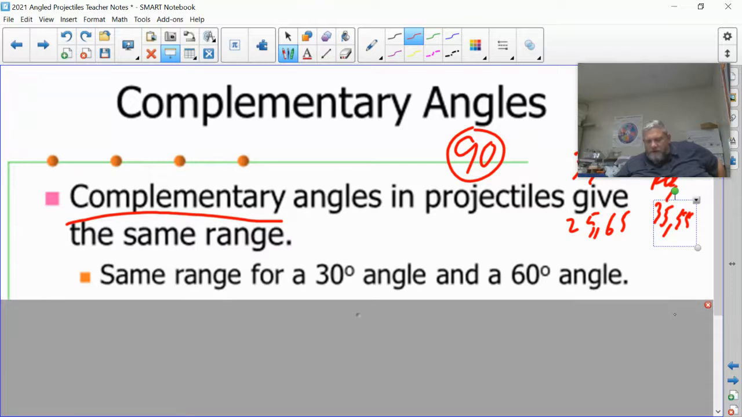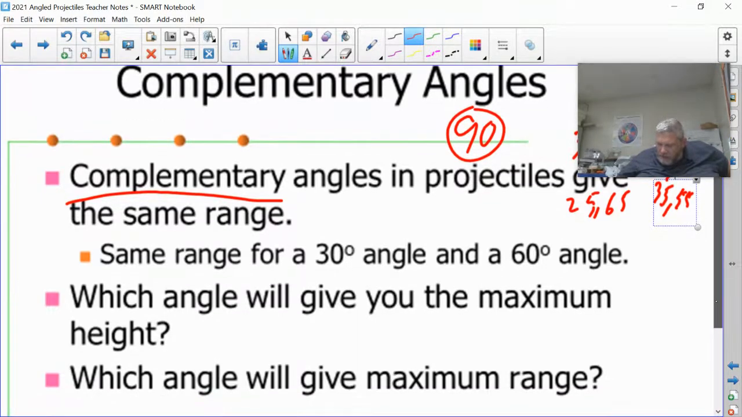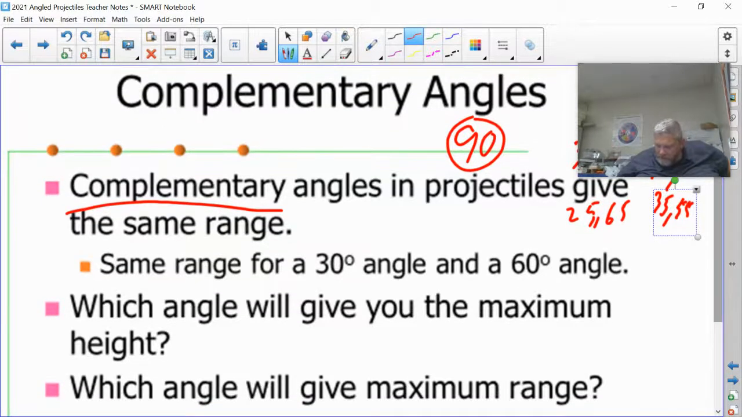So the same range for a 30-degree angle and a 60-degree angle. And the difference is, if I launch something at a 30-degree angle, it doesn't have as much height, so it doesn't go up as high, but it moves faster in the x direction. A 60-degree angle launches it higher into the air, so it spends more time in the air, but it moves more slowly as it moves across.